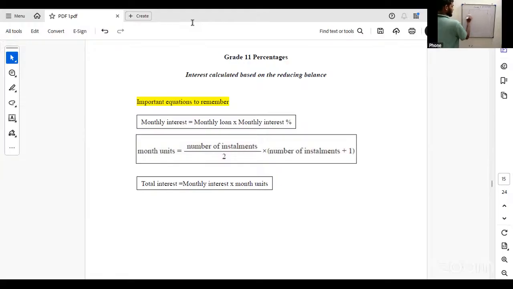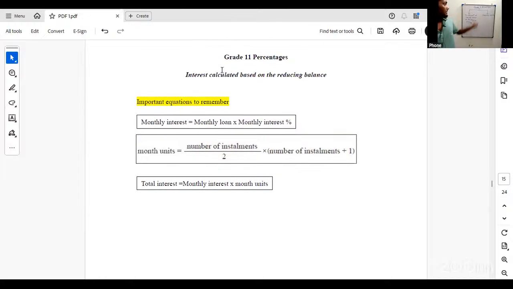One, we study the calculation of interest based on the reducing balance. This is the first part that we learn. Then the second part we learn is something called compound interest. So these two are the ones that we learn in grade 11 percentages. Understood? Right. Let's see the two.